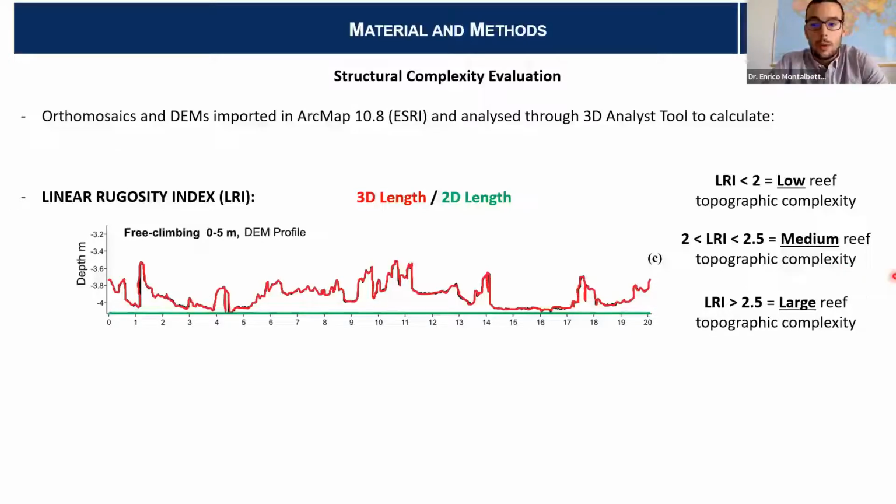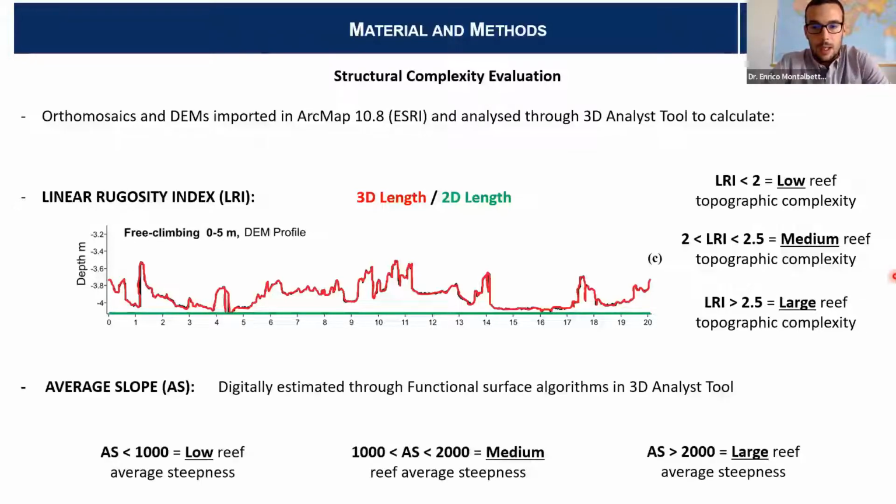On the basis of our results, we divided our data into three categories, explaining low, medium, and large rugosity of the reef. Another parameter that we investigated was the average slope, which is an indication of reef steepness. The average slope was digitally calculated through algorithms that are often present in GIS environments. And again, we divided our data into three categories, explaining low, medium, and large average slope.